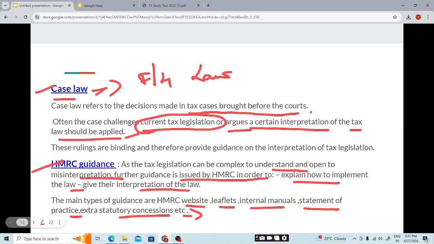If we have any issue in the interpretation of the law, HMRC will be providing us guidance in the following ways: through websites, leaflets, internal manuals, statements of practice, extra statutory concession. Extra statutory concession means some benefits, like there is no tax on the charity amount you're paying in UK, etc.